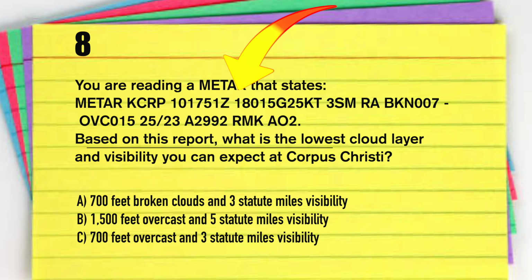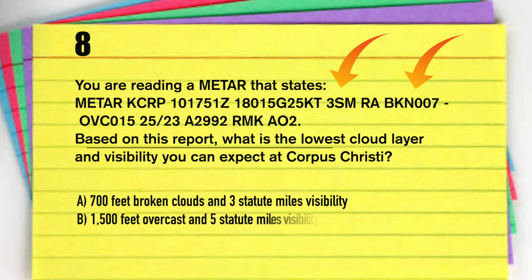And if you continue to break down and interpret the codes, eventually you're going to find the visibility, and you will also find the altitude of the lowest cloud layer. Now, do you see how the gravy in your brain starts simmering when I explain the question and break it down? There is 3 statute miles of visibility, and broken clouds are at 700 feet. So A is the only answer that will apply.